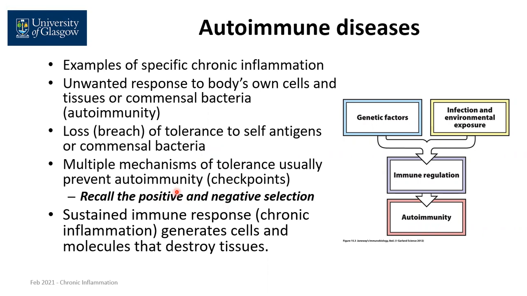There are multiple mechanisms in place to basically try and prevent autoimmunity from arising. So recall these processes of positive and negative selection, whether we're talking about central tolerance in the bone marrow or the thymus, or peripheral tolerance, which can arise in secondary lymphoid organs such as lymph nodes. This is where basically your T cells and B cells will undergo this process of positive or negative selection. And generally speaking, autoimmune diseases arise from this sustained immune response, so ultimately chronic inflammation.